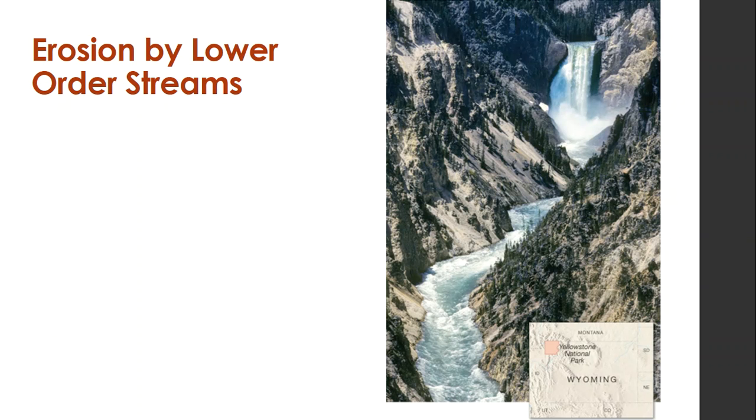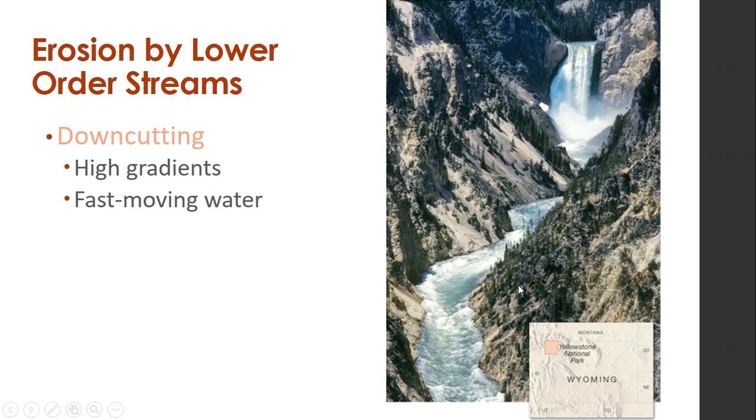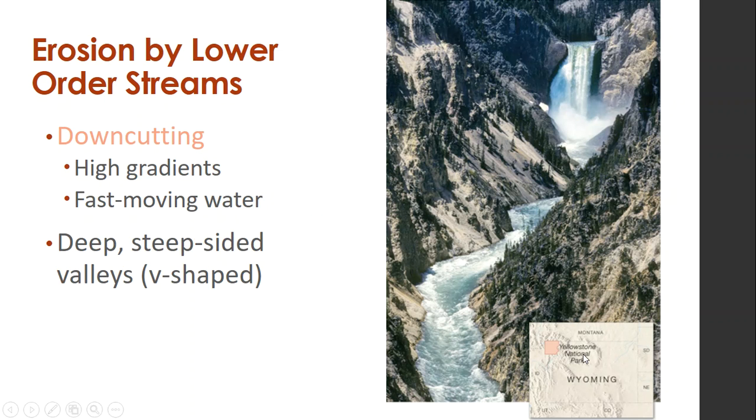And so those lower order streams, right, those ones that occur at higher elevations and are very steep, erode in their own specific fashion. They do that by down cutting. So again, you have these high gradients, this dramatic change in elevation. You have really fast moving water. You can see the waterfall right here. And so you wind up getting these deep, steep-sided valleys, right? It's that down cutting, basically cutting into the landscape like a knife. And so these very, very steep valleys on either side.